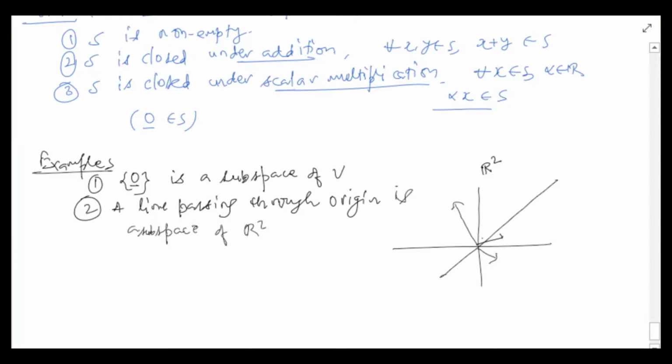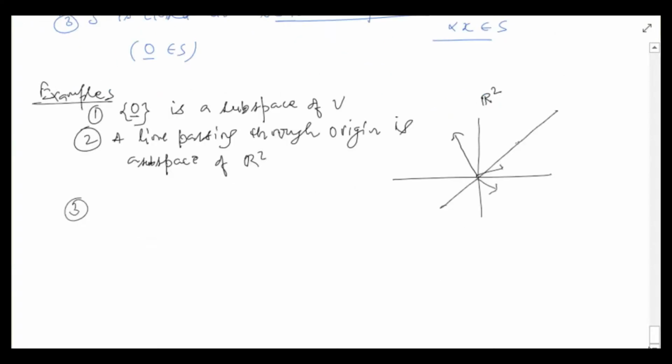Okay, why is it a subspace? See, it's non-empty. If I take any two vectors on this line and I add those, I'll get another vector on the line. If I take a vector on this line and I multiply with a scalar, I'll still get a vector on the line. So it meets all the three requirements that I mentioned above. So this line is a subspace.